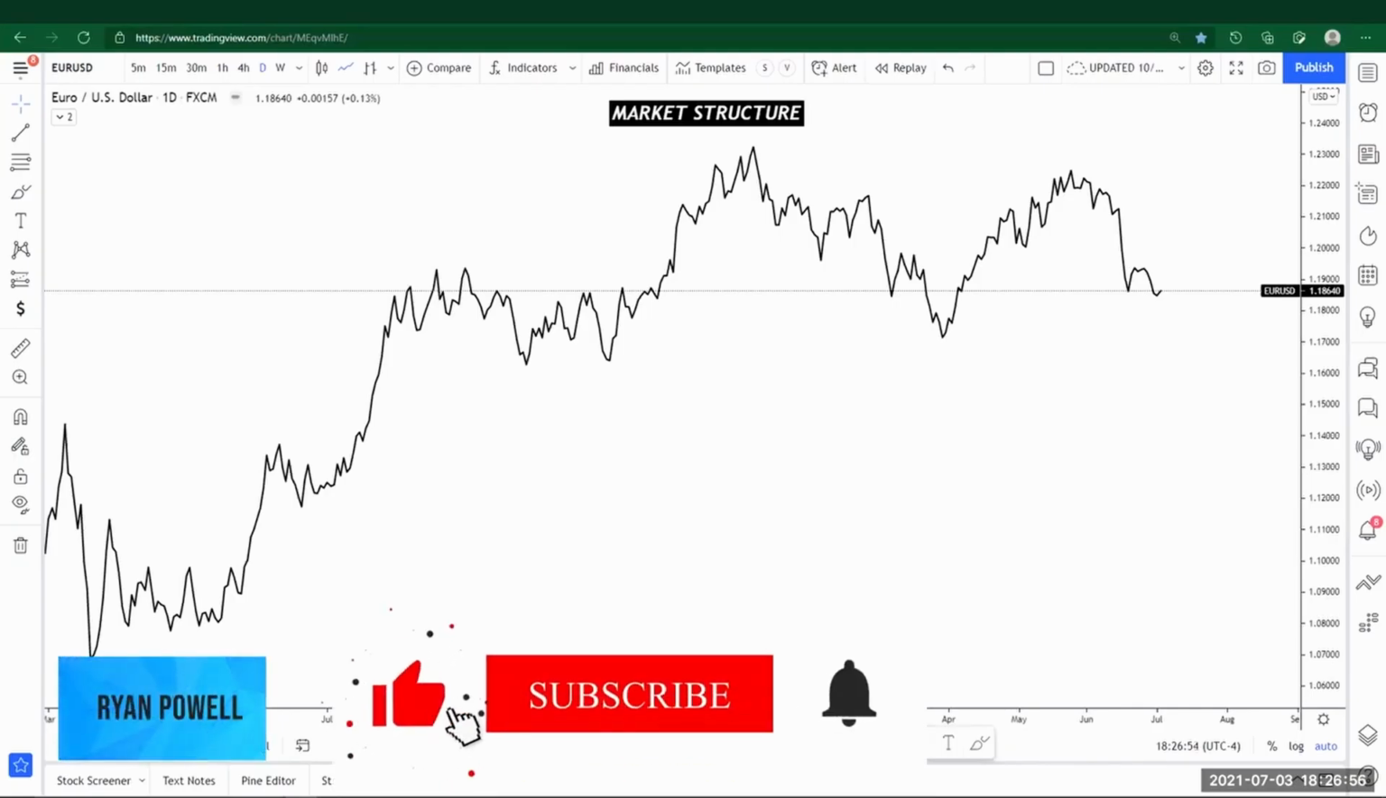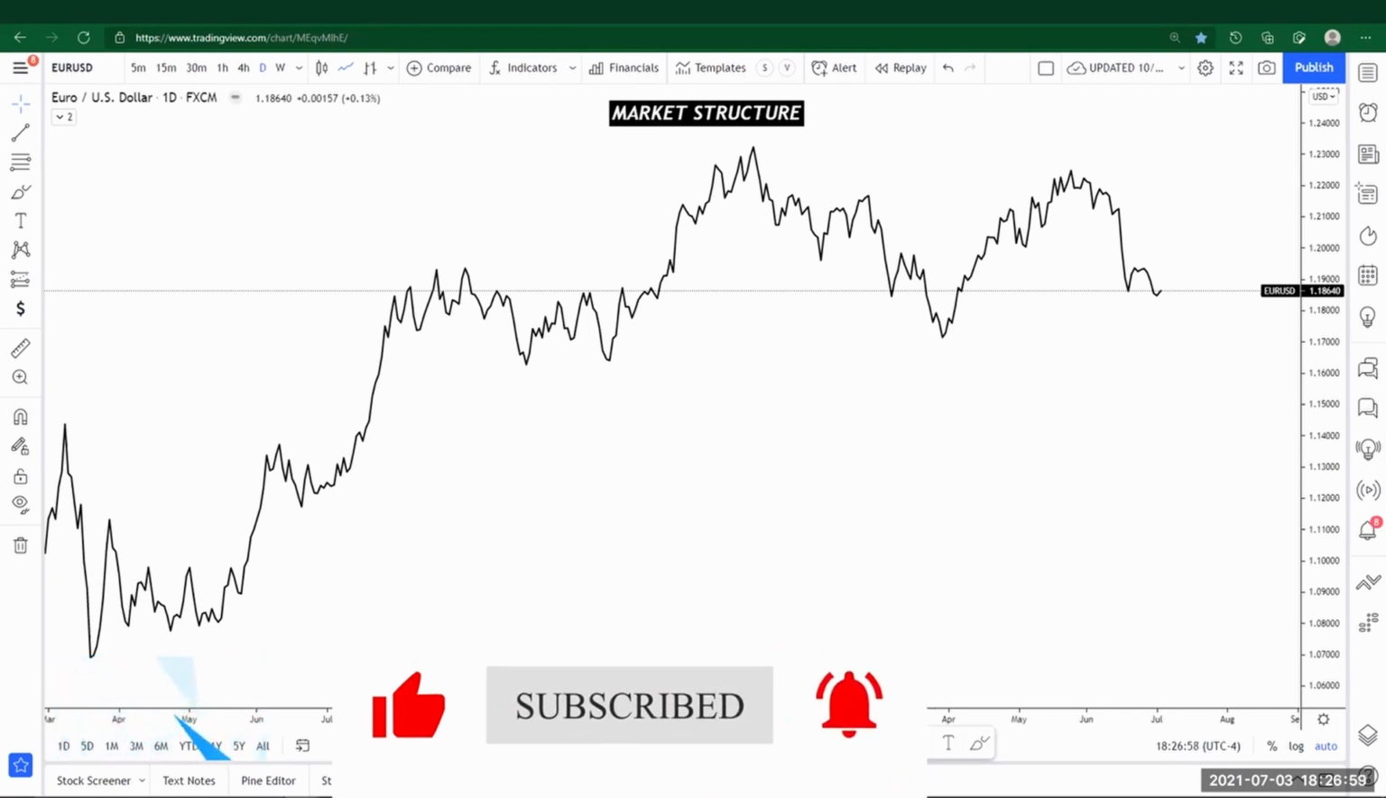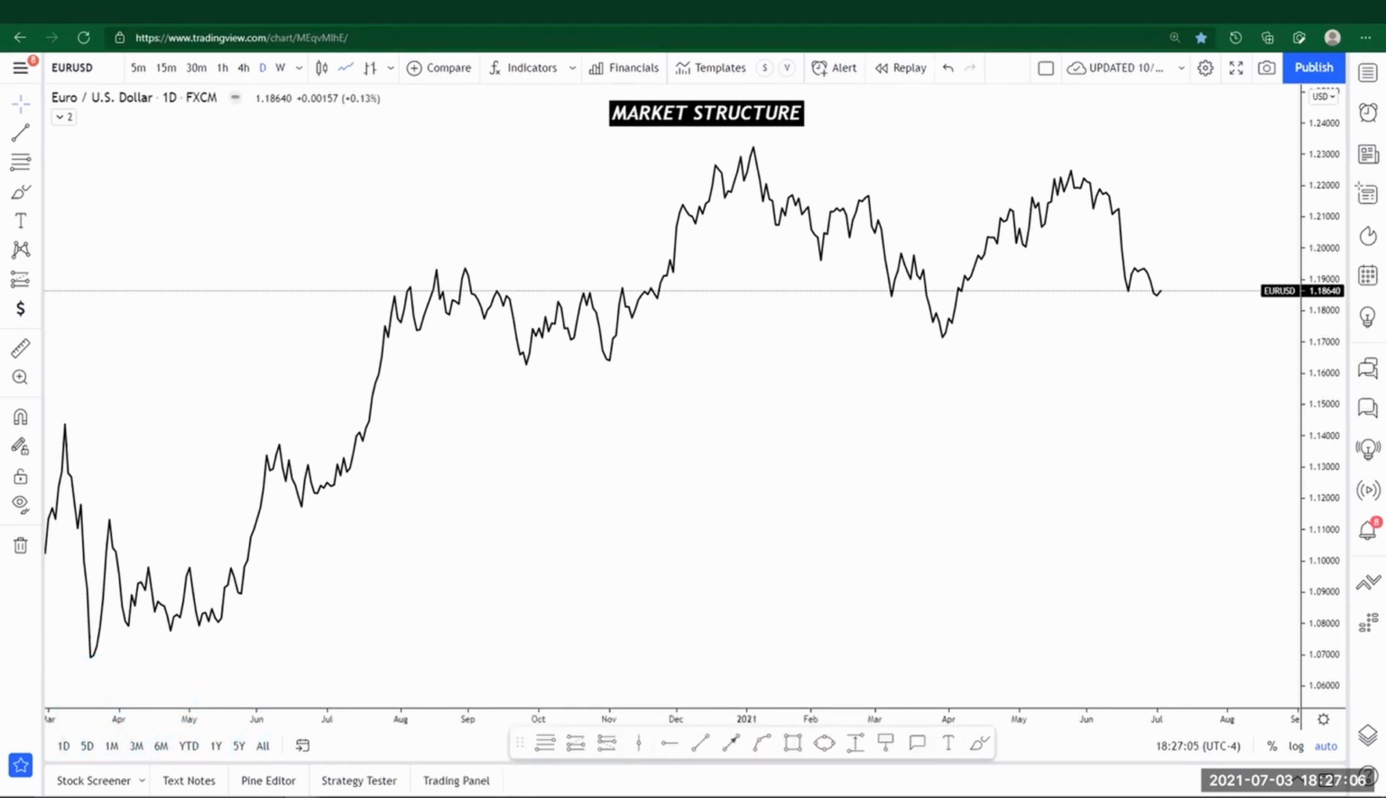Welcome to PZFX Institutional Order Flow. Now, this is going to be part one of the PZFX trading model. And today we're going to go over market structure. Now, I'm just going to jump right into it.